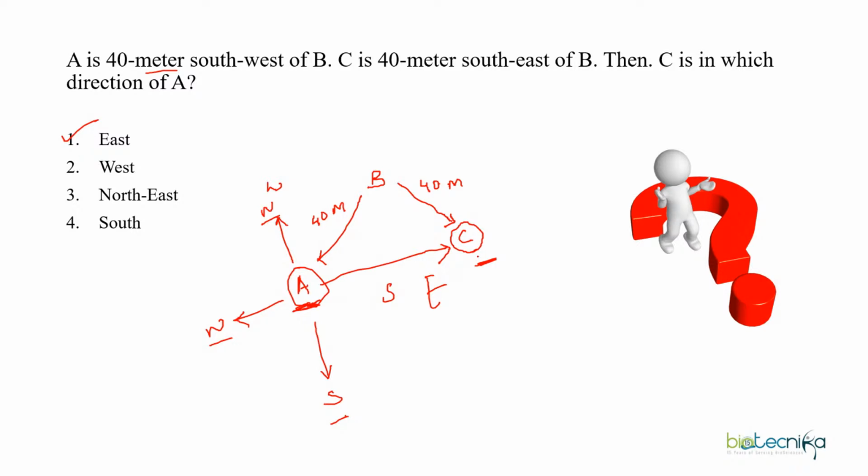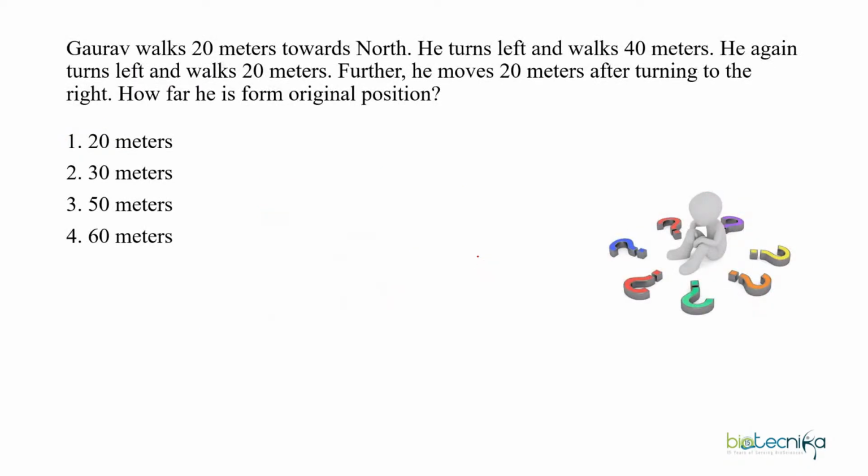Okay, now let's move on to the next question. In the next question it says Gaurav walks 20 meters towards north. Okay, so let's take part wise. Let's divide the question into parts. First of all, Gaurav walks 20 meter towards north. If G is denoted as Gaurav, Gaurav walks 20 meters towards north. Okay, so this is 20 meter.